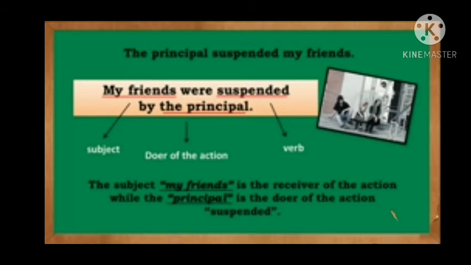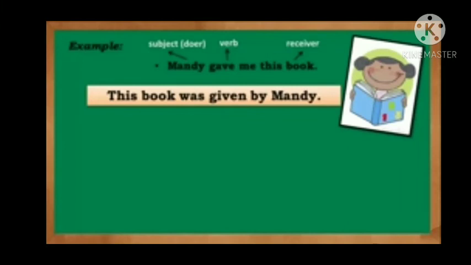So here the object becomes subject and the subject becomes object. The subject my friends is the receiver of the action now, while the principal is the doer of the action, suspended. Let's see one more example.